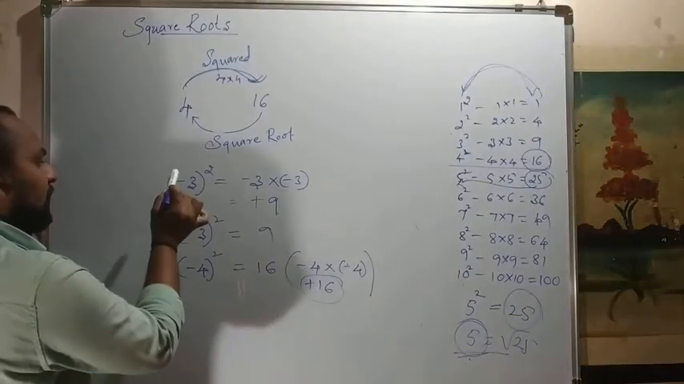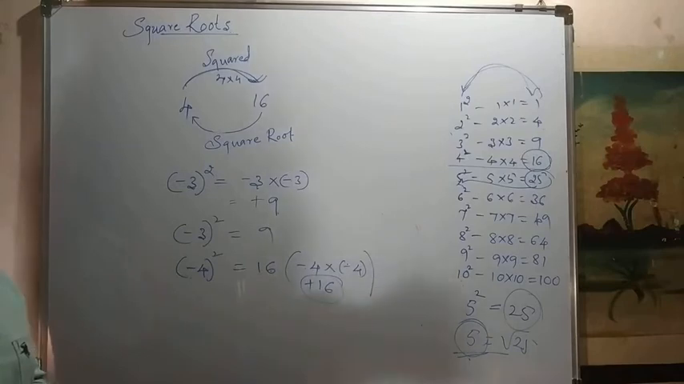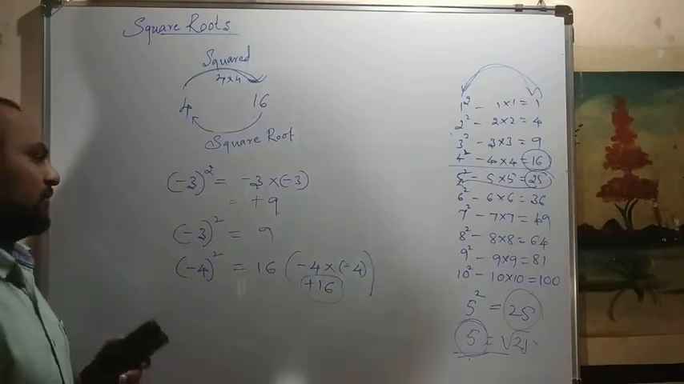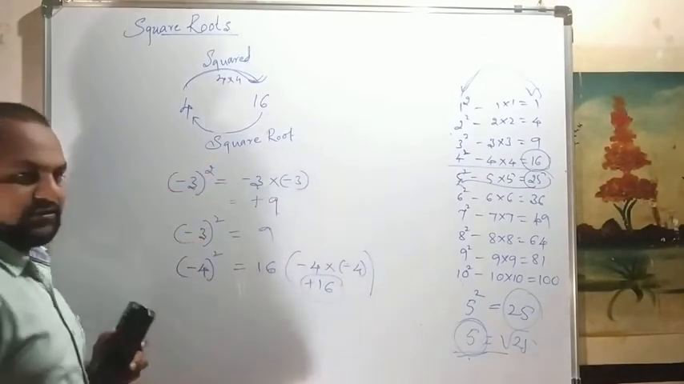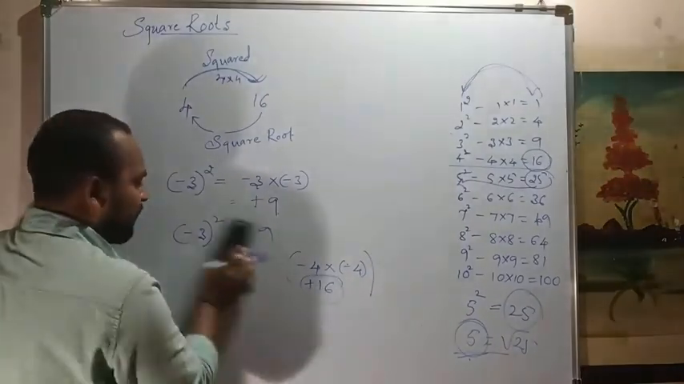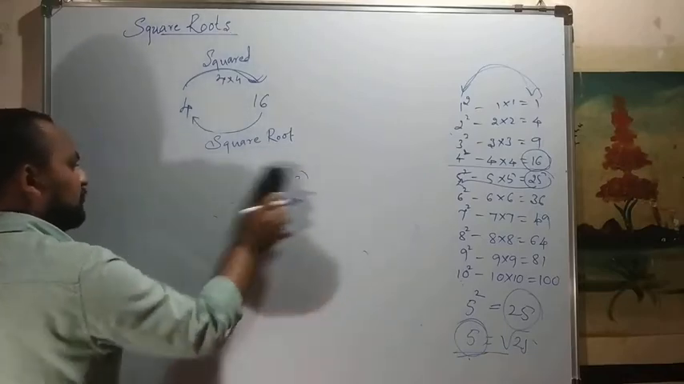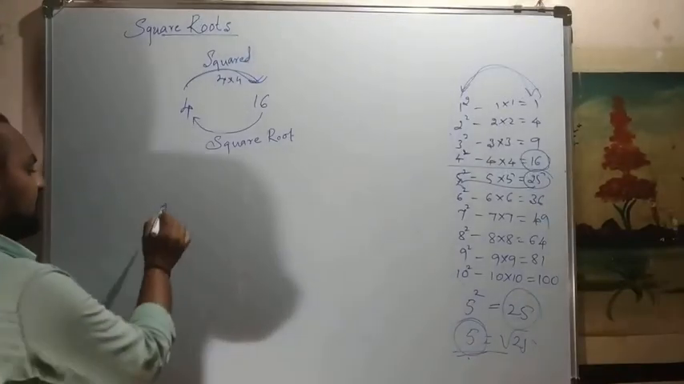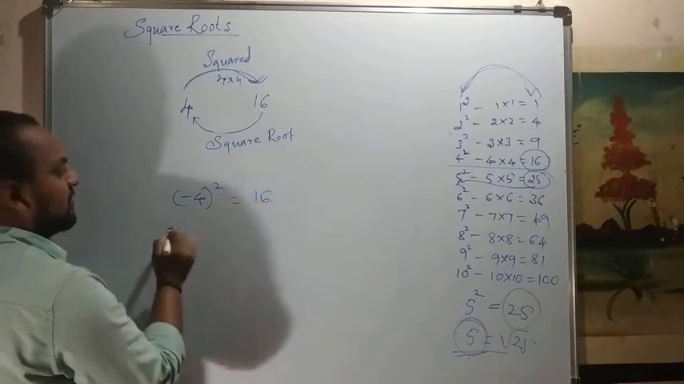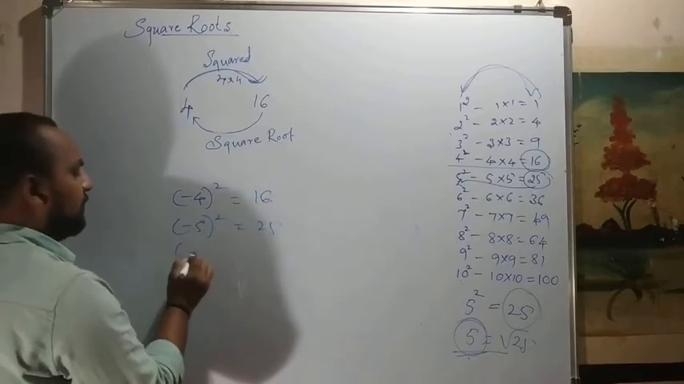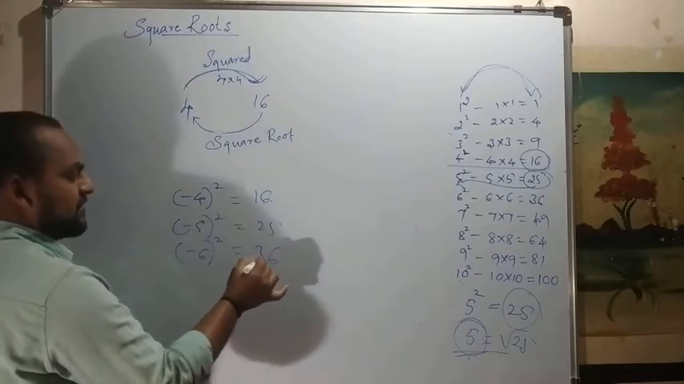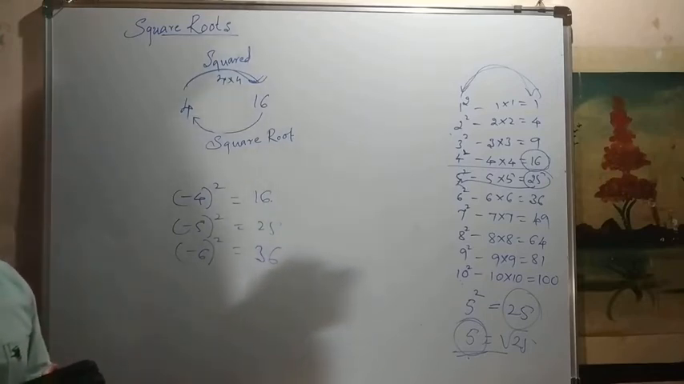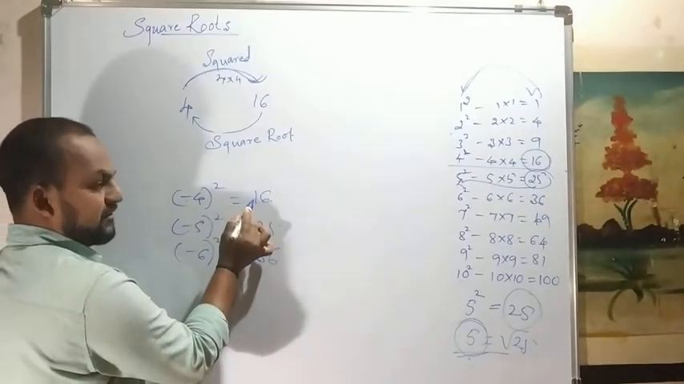Here minus 3 into minus 3 is plus 9. The product of two negative integers is positive. Minus into minus is plus, and 3 into 3 is 9. The square of all negative integers is positive. The conclusion: the square of any negative integer is positive. Minus 4 square is 16, minus 5 square is 25, minus 6 square is 36.